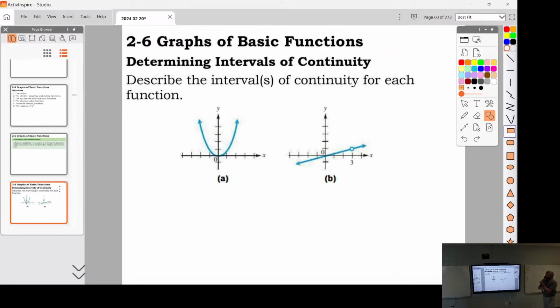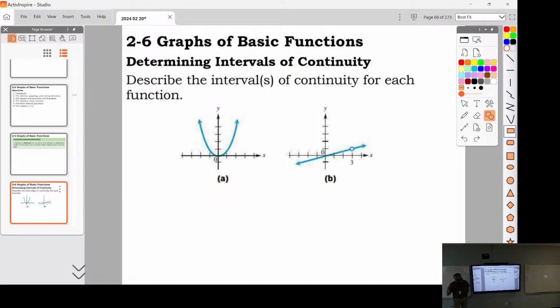Here are two functions. It says describe the interval or intervals of continuity for each function. Look at graph A. What does graph A appear to be? Forever continuous. What kind of a graph is this? It's a quadratic, so it looks like y equals x squared. And what do you mean forever continuous?